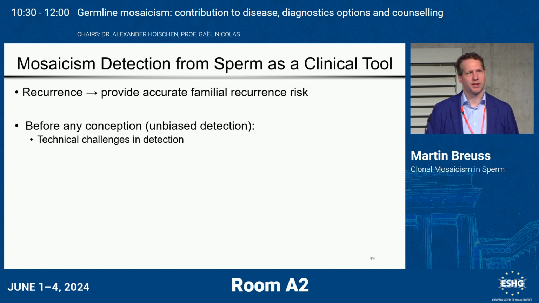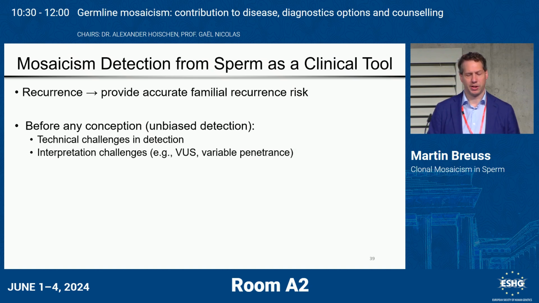So the first part is really something that I think will be addressed very soon. While there are still technical challenges in detecting mosaic variants in an unbiased manner, I think both the sequencing technologies, the depth that we can reach, and also the computational tools get better and better. So this will not be the bottleneck for any of these analyses. A bigger one, I believe, is the interpretation challenges.